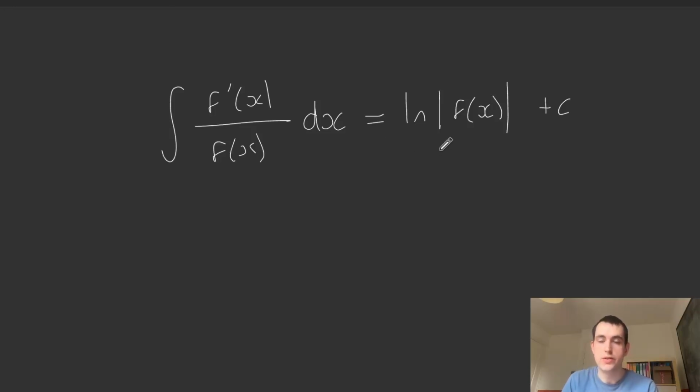It relates to the natural logarithm. However, you might call it the derivative over the function rule, whatever works for you. The rule says that if we have an integral, there's a function in the denominator and the exact derivative is in the numerator, then we can integrate it by just saying the answer is natural log of the function plus c. And we put those modulus signs around it because f of x could be negative.